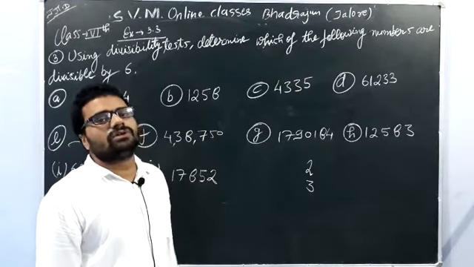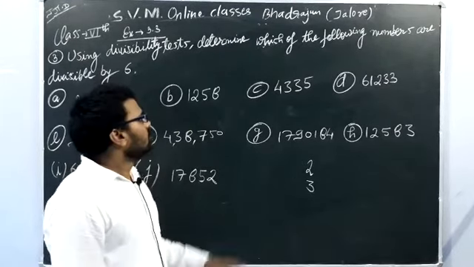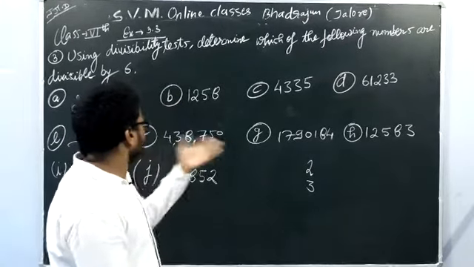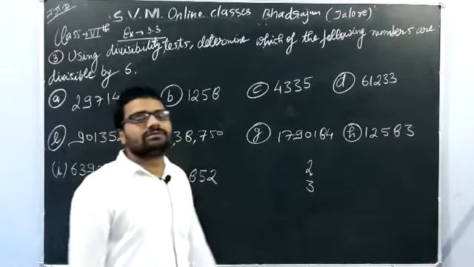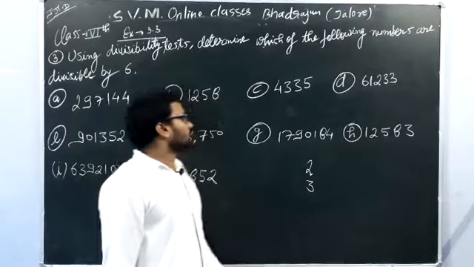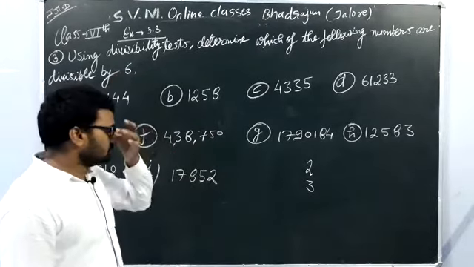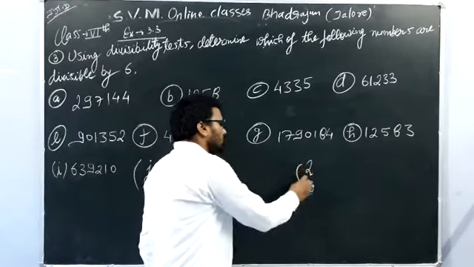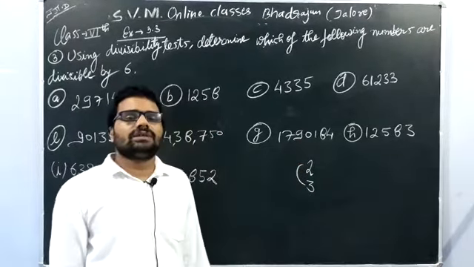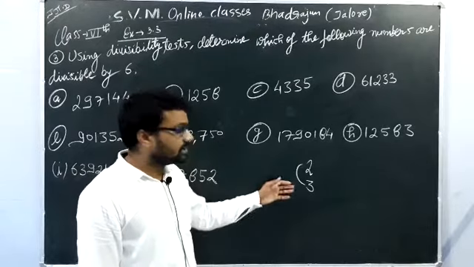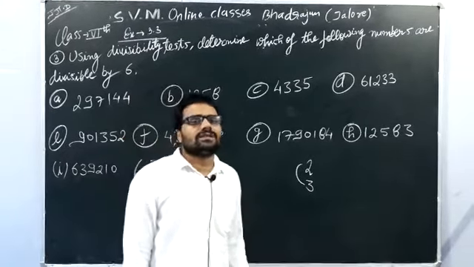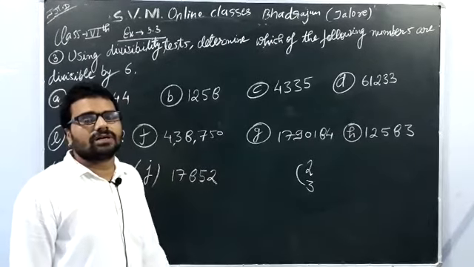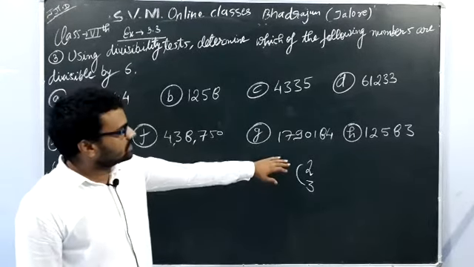Because we have to check whether the given numbers are divisible by 6 or not, for checking the divisibility of 6 we will go for checking divisibility of both 2 and 3. If a number is divisible by both 2 and 3 then only we can say that our number will be divisible by 6 also. Okay, so let us check.